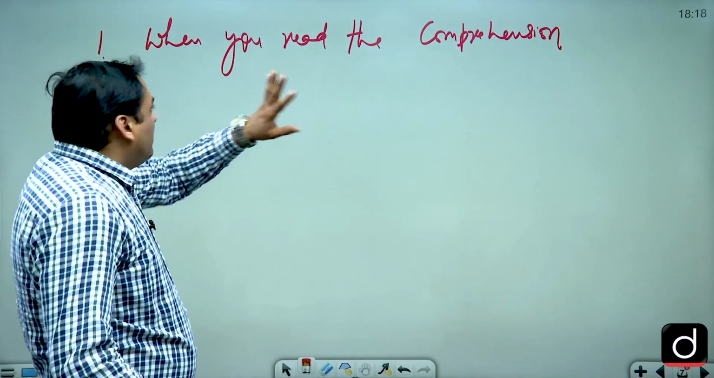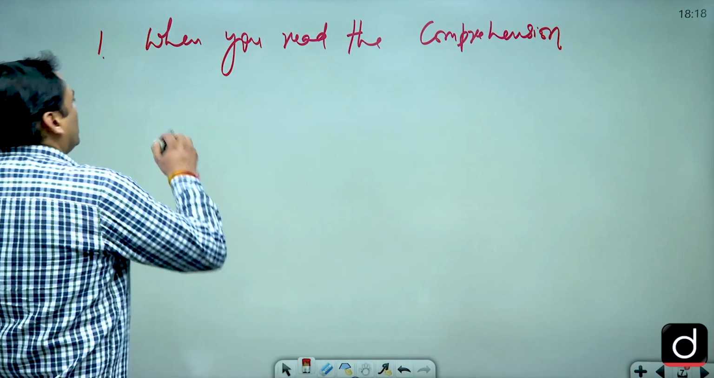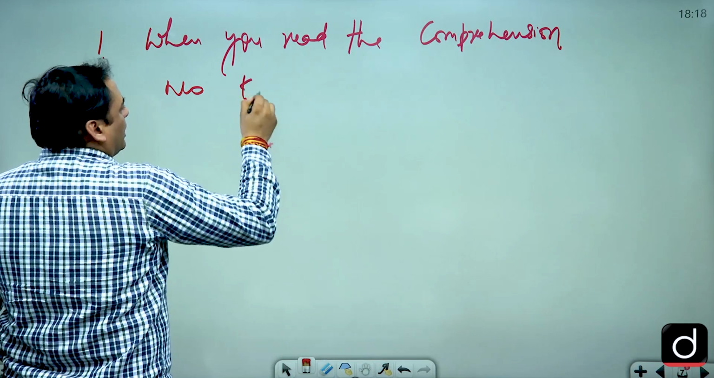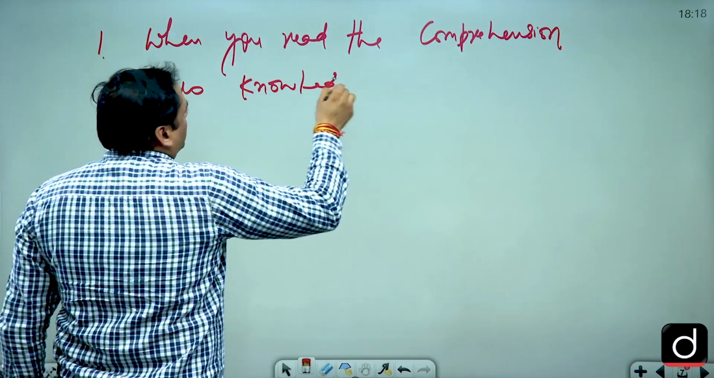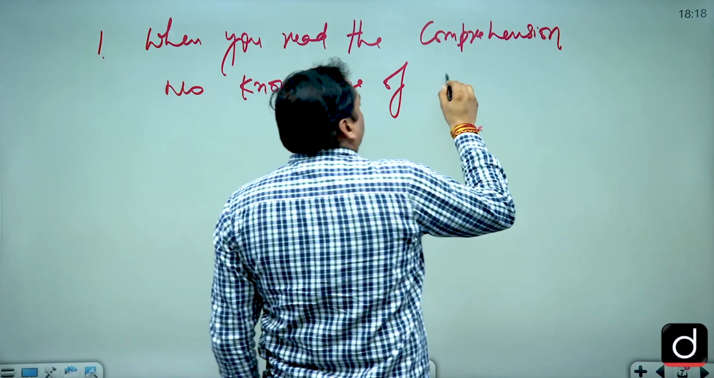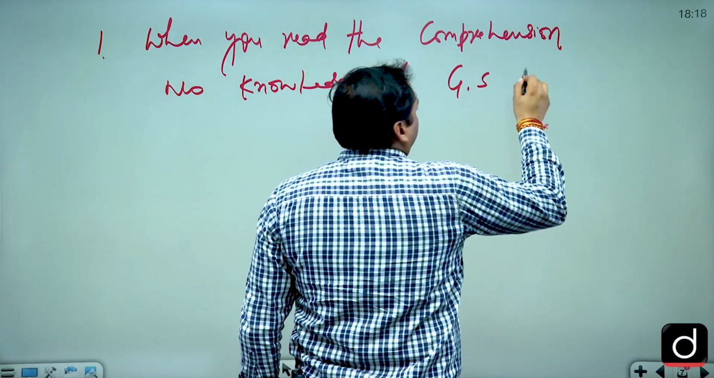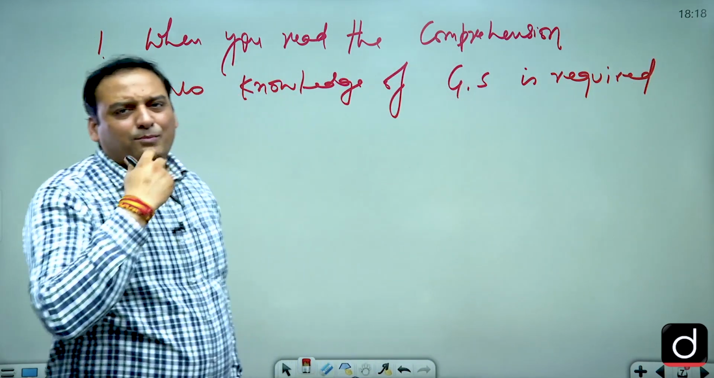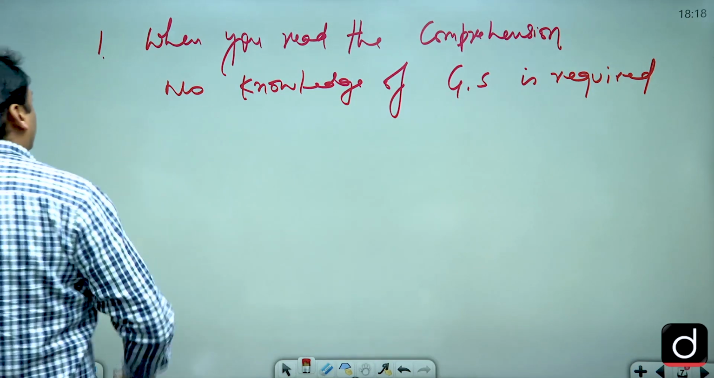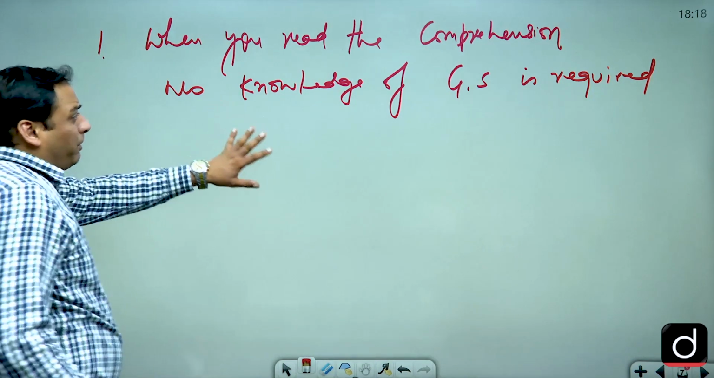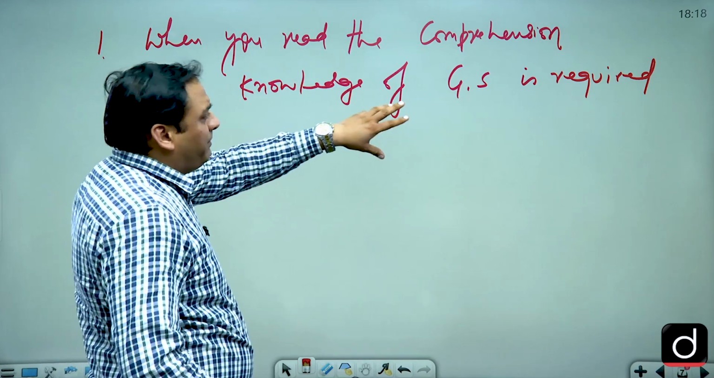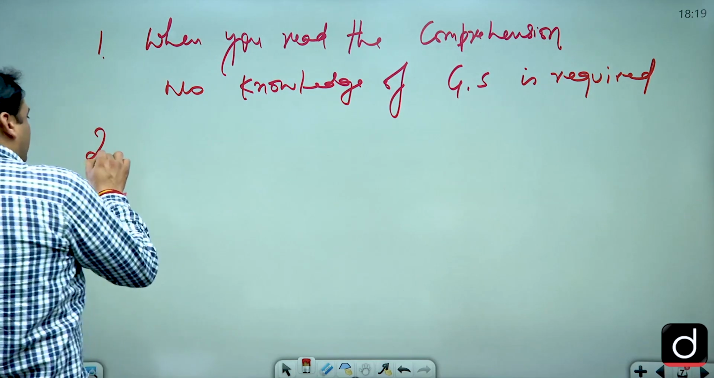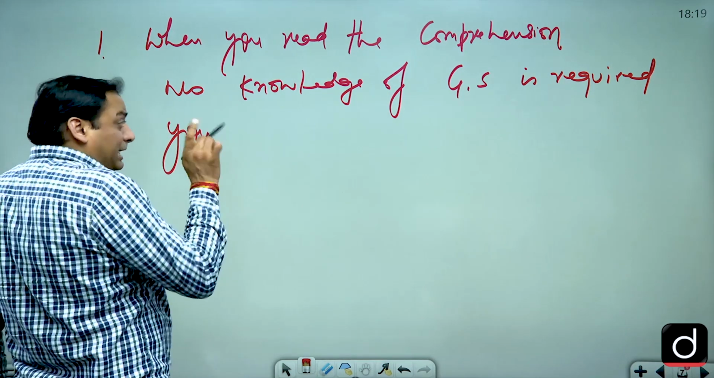But first of all, when you read the comprehension, knowledge of GS is not required. GS means whatever you study in history, polity and geography. So do not bind yourself in this particular frame. No knowledge of GS is required. What is required here? I am telling you the important thing.